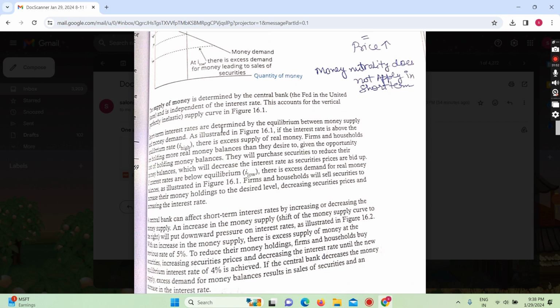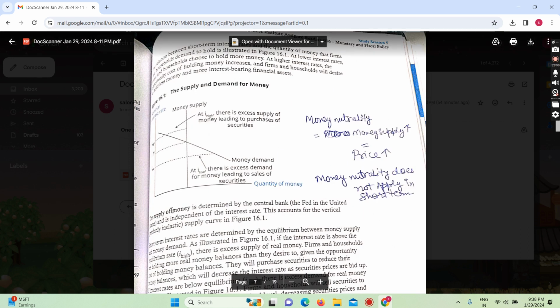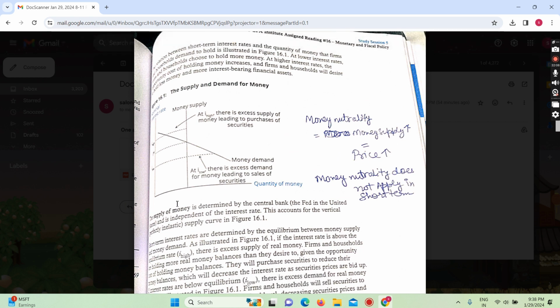The supply of money is determined by the central bank, the Fed in the United States, and is independent of the interest rate. This accounts for the vertical, perfectly inelastic supply curve. The short-term interest rates are determined by the equilibrium between the money supply and the money demand. As illustrated in this figure, the interest rate is above the equilibrium rate.